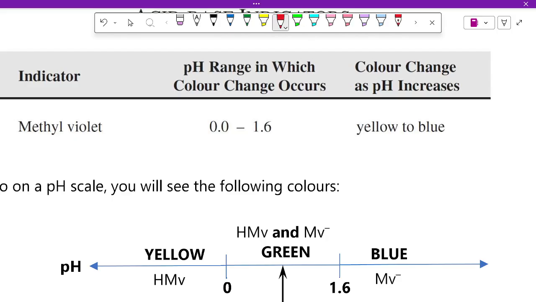Don't be like, oh, it's 0.1, that's a yellowy green. No, it's just green. Just be simple. So you need to know that below pH 0 it is yellow. Above 1.6, it is blue, and in between those two, it is green. So what we've got is HMV is yellow, and we have MV minus.